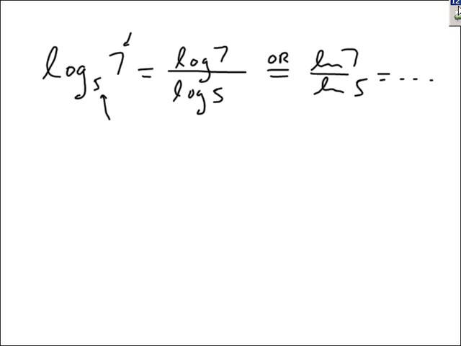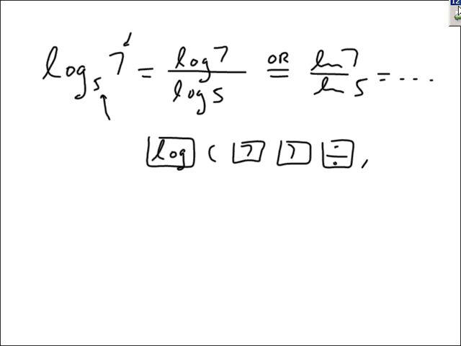And to calculate that in your calculator, you would hit the log button. It would prompt you with an open parenthesis. Then you push the 7 button, and then you close the bracket, so log of 7. Then you hit the division button, and then you hit the log button. It will give you the open bracket prompt. Then you hit 5, and then you close it.